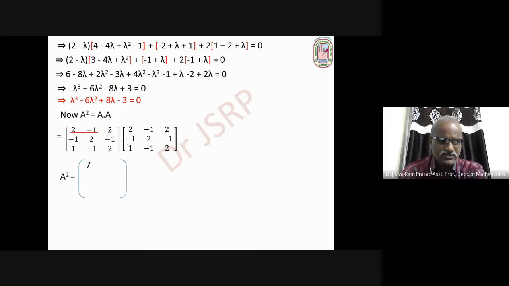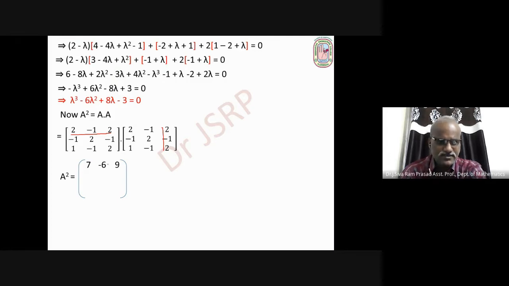Similarly, first row, second column. So 2 into minus 1, minus 2, minus 2, minus 2, minus 6. Next, first row into third column. So 2 into 2 plus 1 plus 4. So 9.